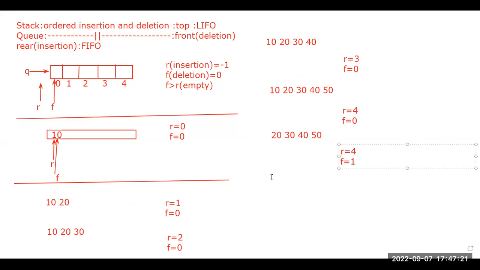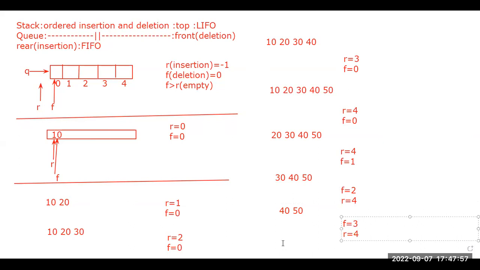Again, I want to remove one more element. After removing, it will be like 30, 40, 50. Okay. So now what will be the value of F and R? Already I removed. So F value will be 2 and R value will be 4. Yes or no? One more element I want to remove. How can I remove? 40, 50. I have removed the element. So now the value of F will be how much? 3 and R will be 4.